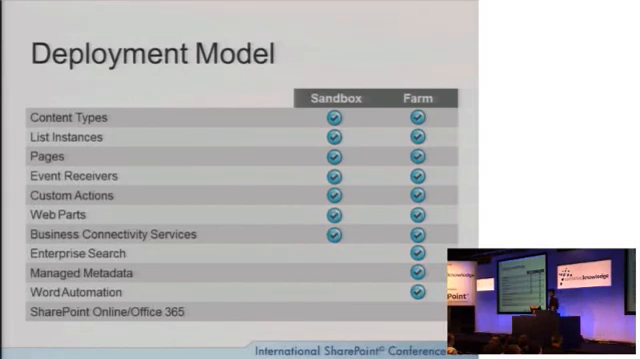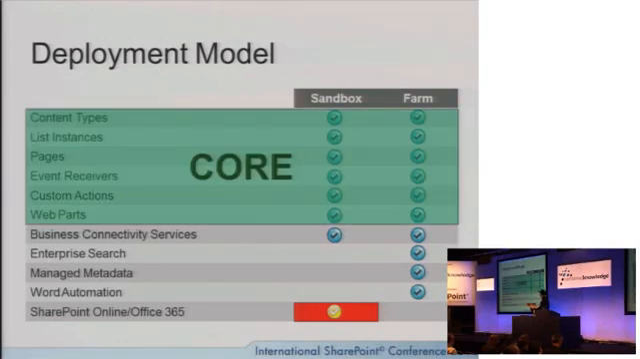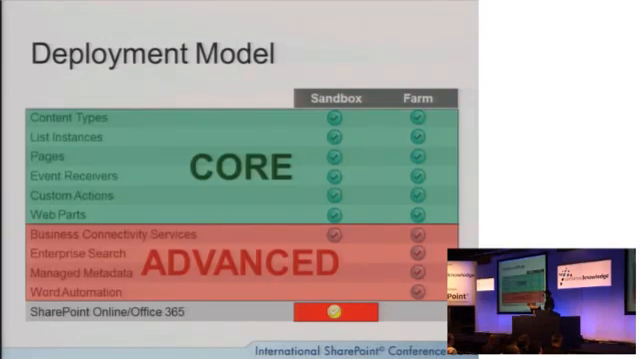And finally, the big kahuna, of course, is Online Office 365. Sandbox will work in this scenario. Farm obviously won't. So just to map it over to what we did before, here's your core components, here's your advanced components, and that's how we're going to build this thing out. So you'll see how those artifacts map over.